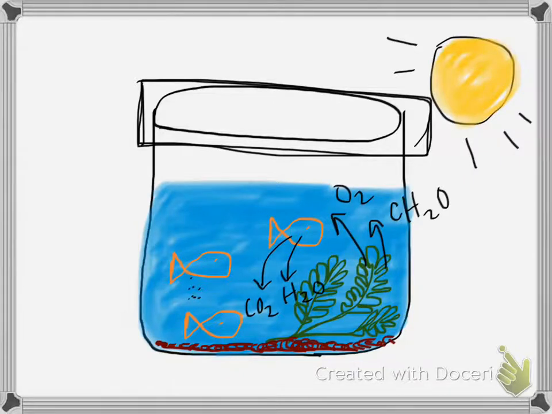If the lid is open, then gases can diffuse in and gases can diffuse out. So you may notice most aquariums are not completely sealed so that gases can diffuse in and out. But theoretically, if you have everything balanced, it should be able to make it. The balance is the problem.